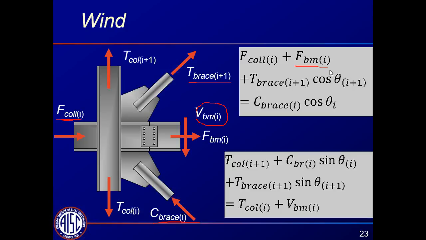You can also solve for the force in the column if you know the force in the column below. So we'll be using the sum of forces in the horizontal and the vertical direction in order to determine forces at these joints.